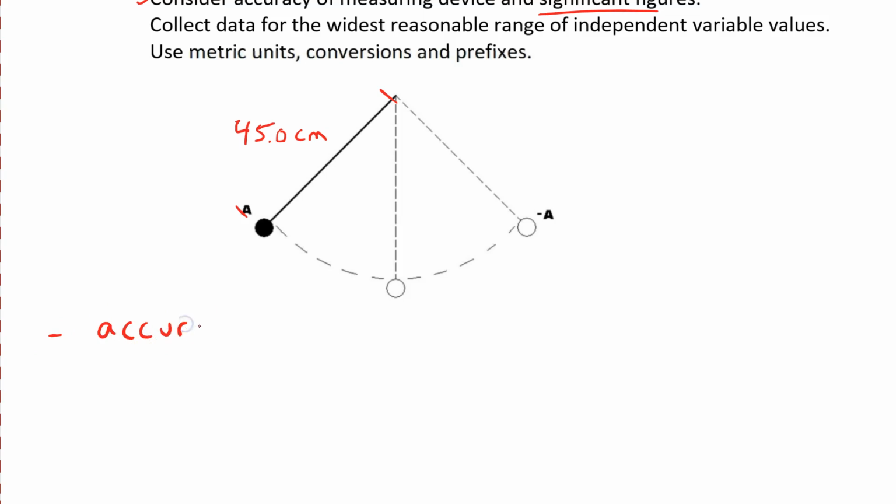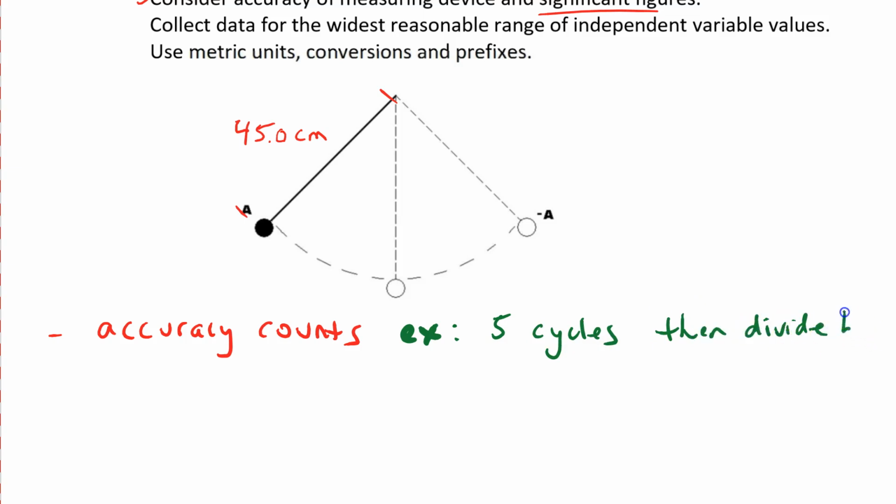So I'll just write a couple notes down the bottom just to summarize things. First of all, accuracy really counts. So when you are conducting your experiment, use a method which is going to make things more accurate. For example, we did 5 cycles, and then we divide by 5. That reduces the error in trying to calculate the period. Or you could do 10 back and forths, and then divide by 10 as well to make things a little bit more accurate.